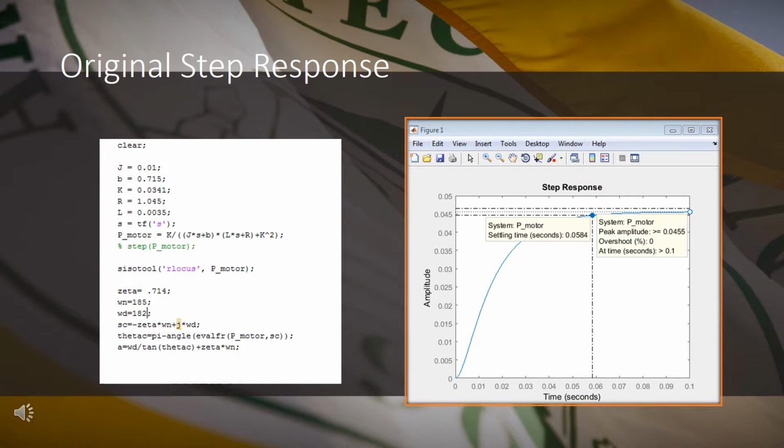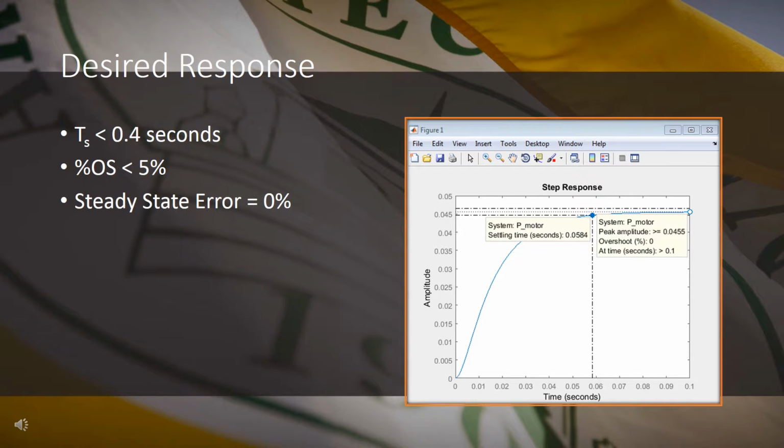Using the inputs specified, the final value, which is 0.0456, should be 1. The current rise time is 0.0322 seconds. The desired settling time is to be under 0.4 of a second, with less than 5% overshoot, and a steady state error of 0%.